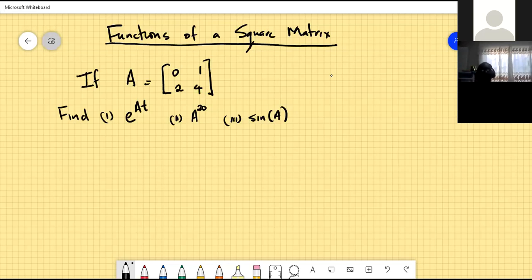So when we want to find any function of any square matrix, there are two things that we have to find. We have to find the eigenvalues first.